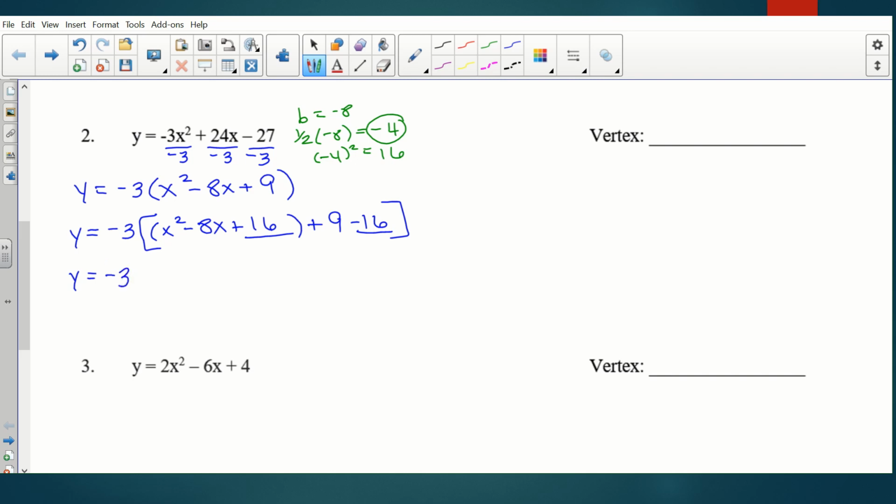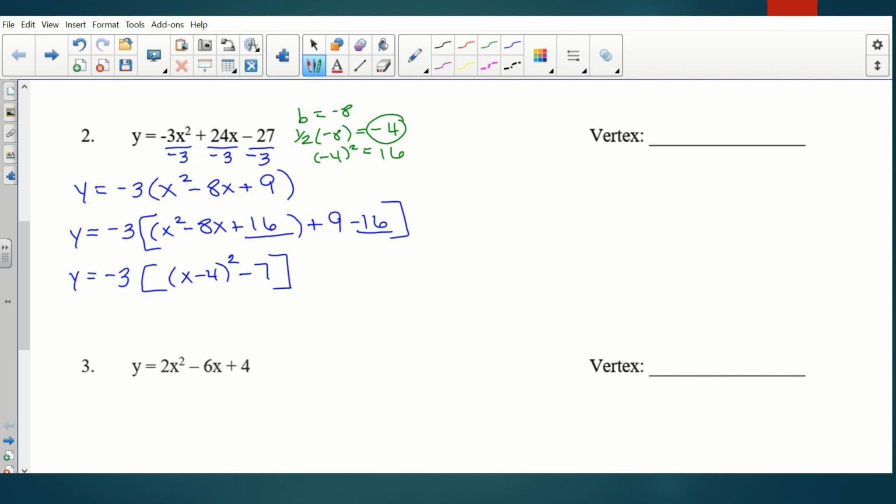All right, continuing on here, the negative 3 stays on the outside. And now I'm going to factor what's inside parentheses here. Remember that negative 4 ends up being the value inside my parentheses. 9 minus 16 gives me negative 7, and I'm going to close my bracket here. Now, just to make this look a little nicer, I'm going to redistribute that negative 3 to the 2 terms that I have inside the brackets. Now, one of the terms is x minus 4 squared, and the other term is this minus 7.